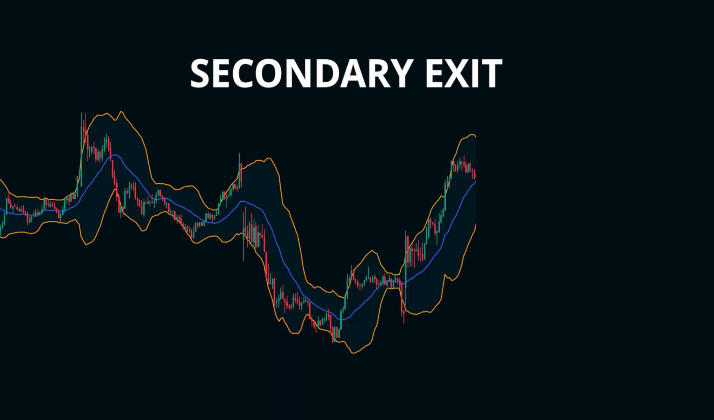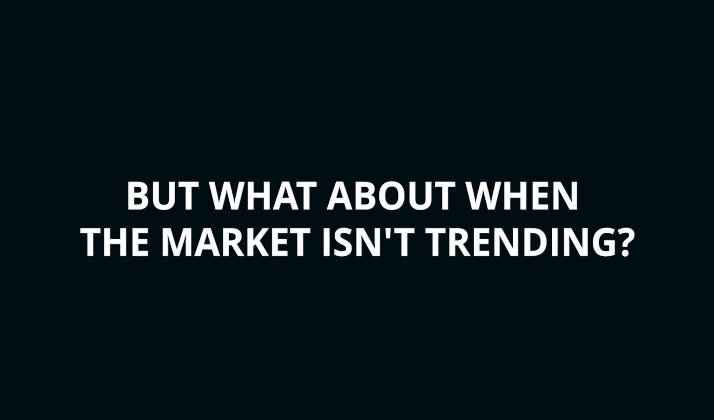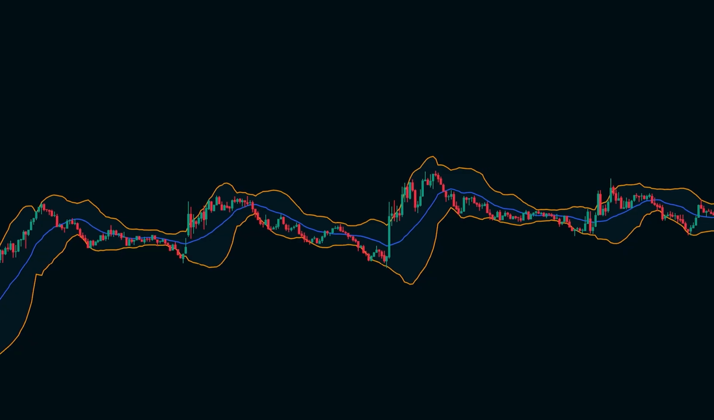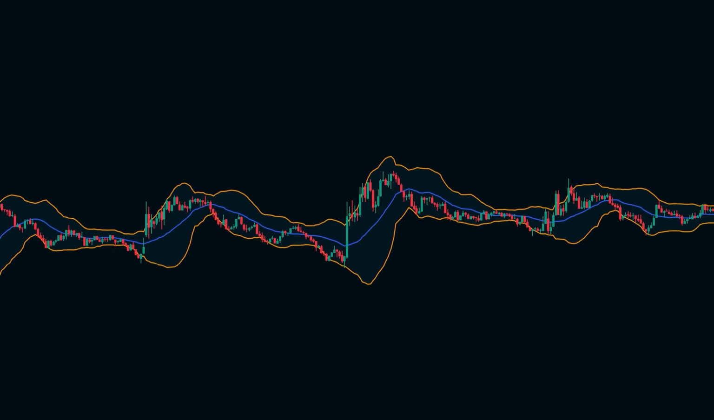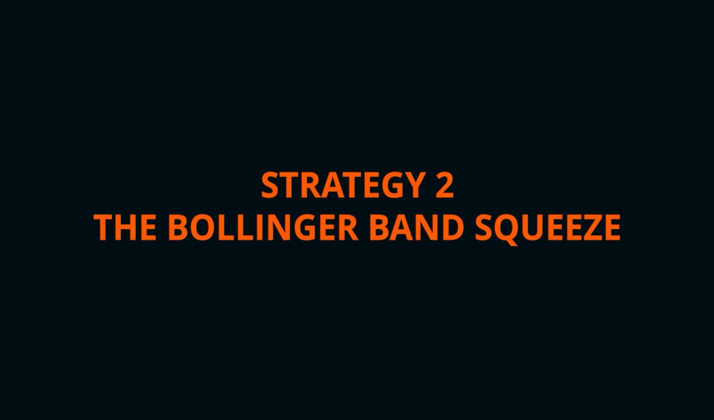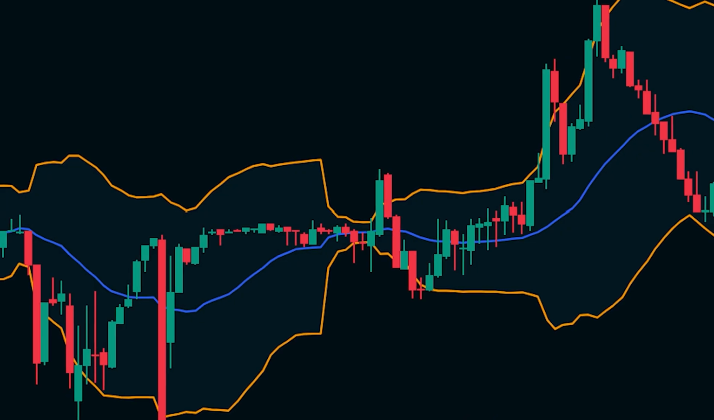If price closes back above the middle band before the target is reached, get out immediately. But what happens when the market is not trending? Most traders have no answer to that question. Strategy 2 is built exactly for this situation, and it uses the one signal that Bollinger Bands produce that no other indicator can replicate. The core idea is this.